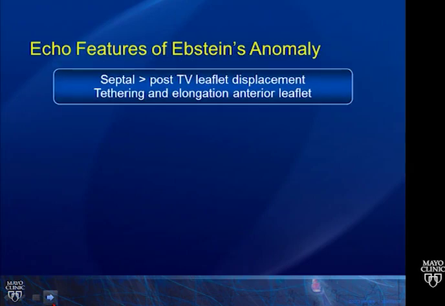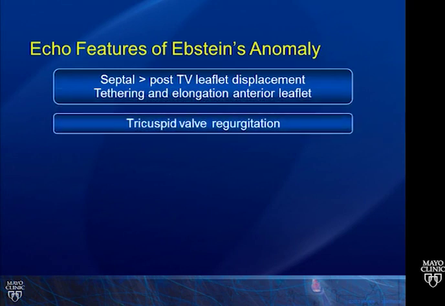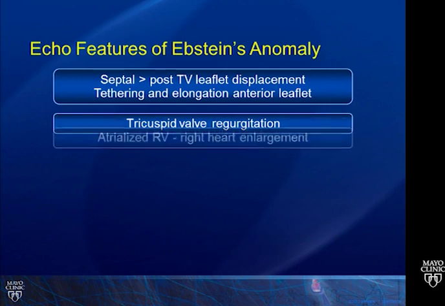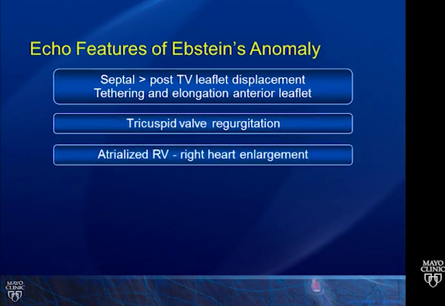So for those of us who don't see a lot of features of Ebstein's anomaly, it is the septal displacement of the tricuspid valve into the right ventricle. It leads to tethering of the septal leaflet of the tricuspid valve and elongation of the anterior leaflet of the tricuspid valve. That leads to severe tricuspid regurgitation because that septal anterior leaflet can't move over and coapt appropriately with the other two leaflets of the tricuspid valve.